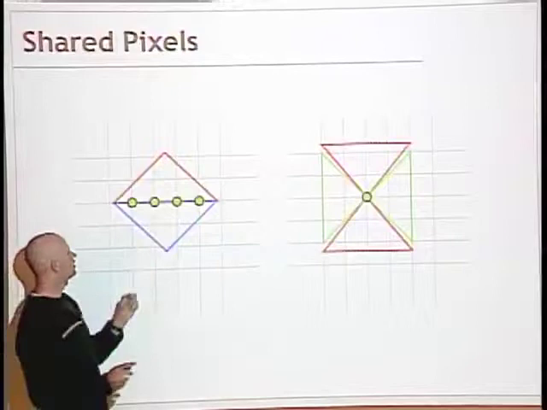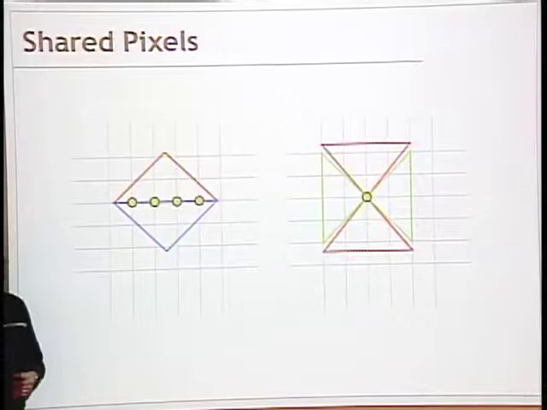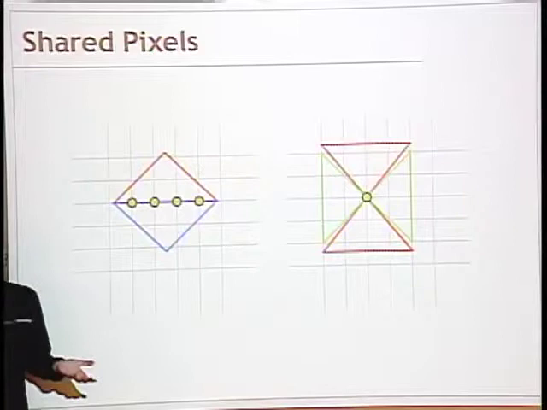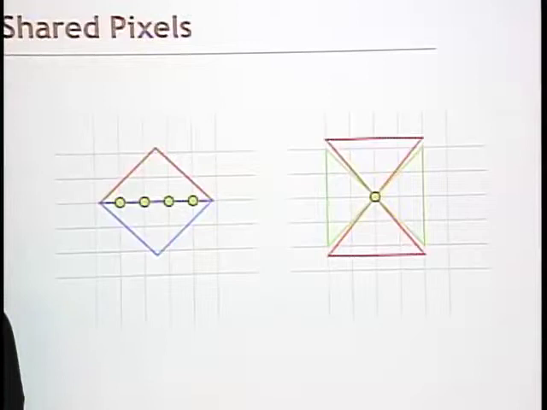Okay, so we have choices. We could say neither one of these triangles owns them. The red triangle owns them, but the blue doesn't. The blue triangle owns them, but the red doesn't. Or both triangles own them. So the question is, what do these points actually belong to? Okay, what do you guys think? What makes sense here?